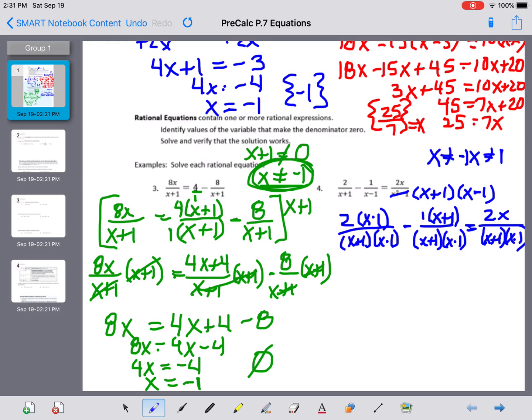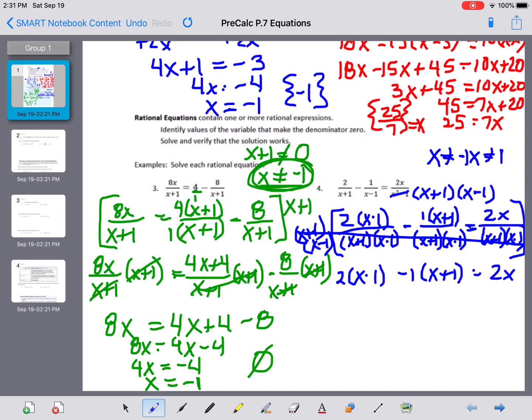Okay. At this point, everything has the same denominator. I'm going to go ahead and multiply by that denominator, and I'm not going to show the work this time. This is going to cancel all of this. So on the left side, I have 2 times x minus 1 minus 1 times x plus 1 equals 2x. Much easier equation now to solve for.